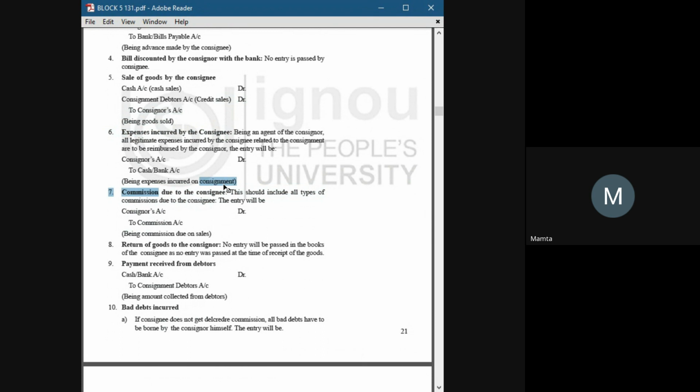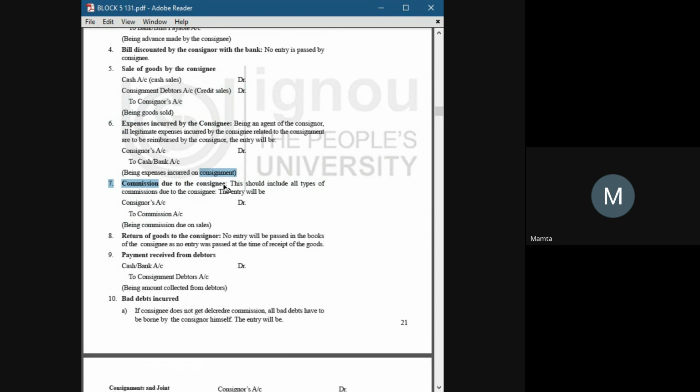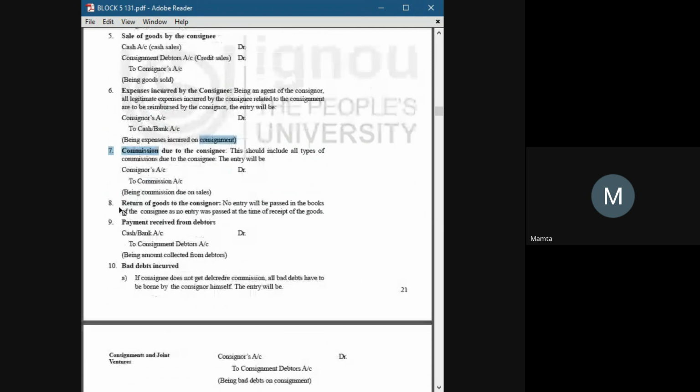For this transaction, we will pass the entry consignor account debit to commission account. As consignee, we haven't received any kind of commission till now. We just did this entry for the due. It is due on sales. Return of goods to the consignor: no entry will be passed in the books of consignee, because we haven't passed any entry when we received the goods sent on consignment.